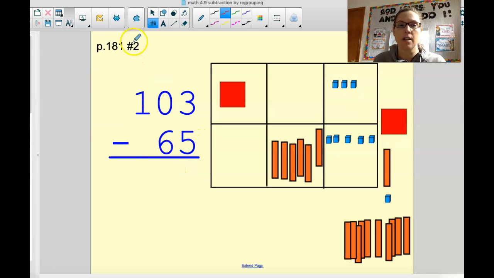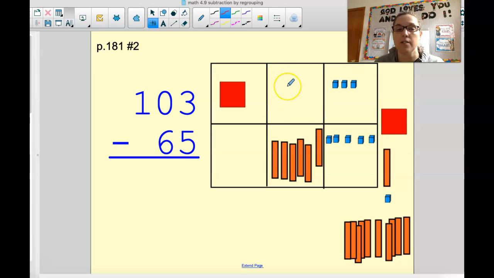Okay, let's move on to number 2, still on page 181. So I have the problem set up with blocks. 103 minus 65. So we start in the ones place. Think 3 take away 5. Do we have more on the top or more on the floor? We have more on the floor, so we have to go next door and get 10 more.